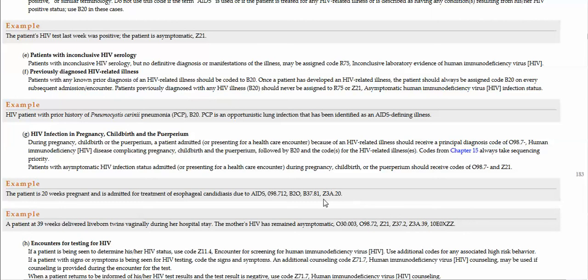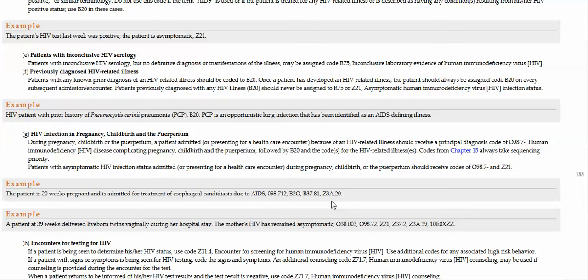Now this code right here, Z3A.20, is telling us how many weeks pregnant she is, and you need to look for that. That's gestational time. You need to code that. So anytime you come across a pregnant mom with anything that's complicating it, if they give you the information, you need to code the gestational weeks.